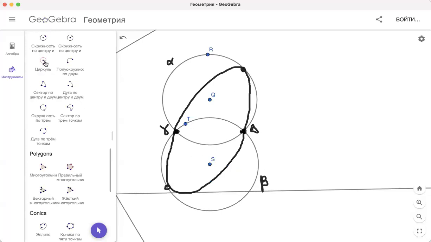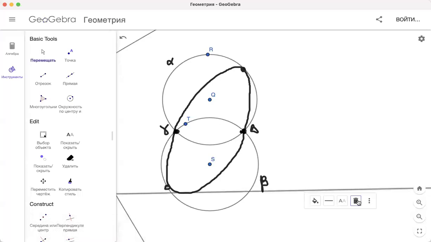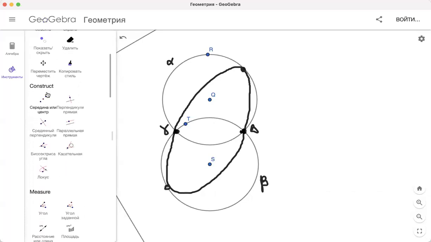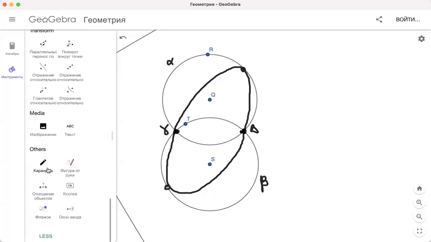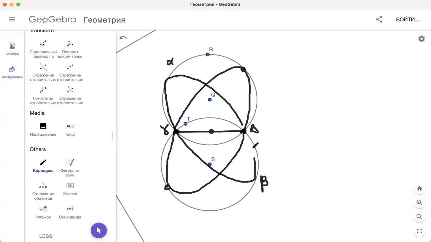Since these circles are equal, this figure is symmetric with respect to the midpoint of the segment. So here you have central symmetry. So all these ellipses have the same center. And it is interesting that all these ellipses are similar. So they have the same eccentricity.